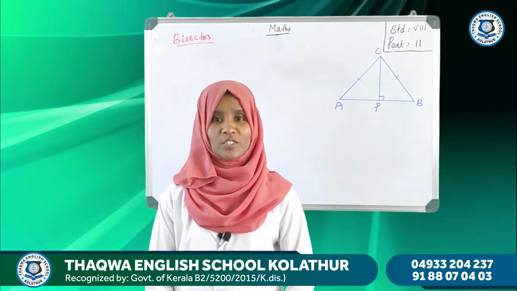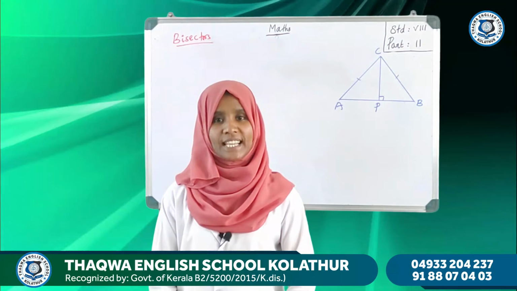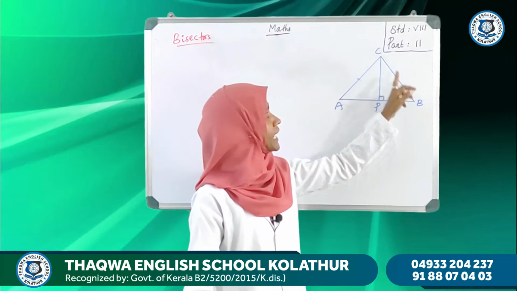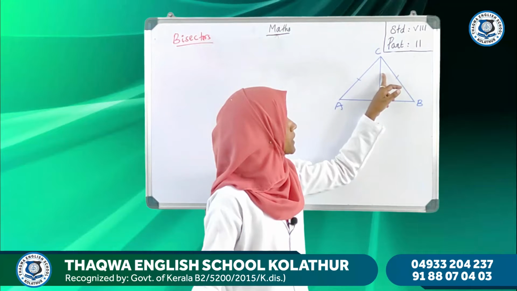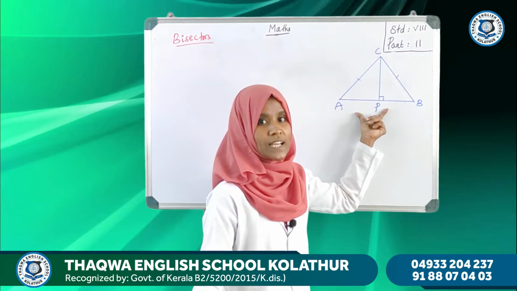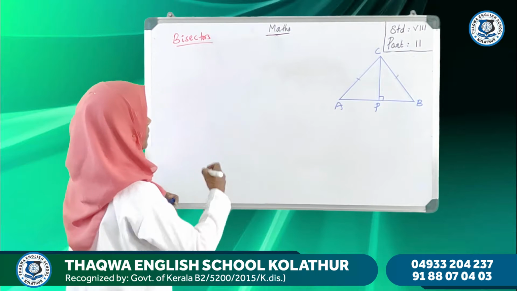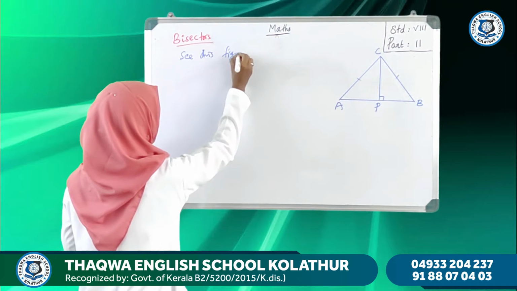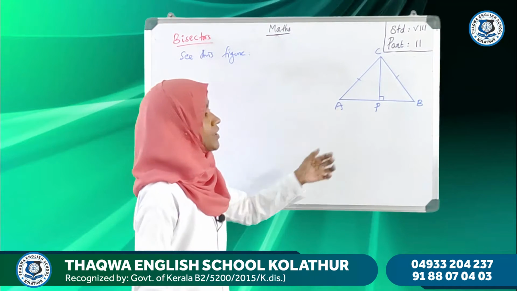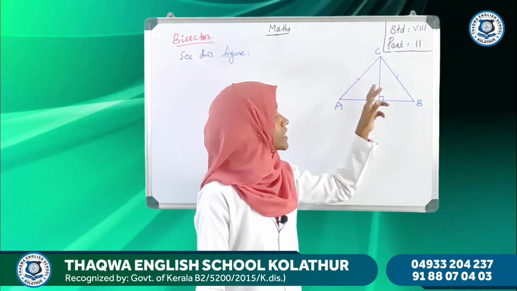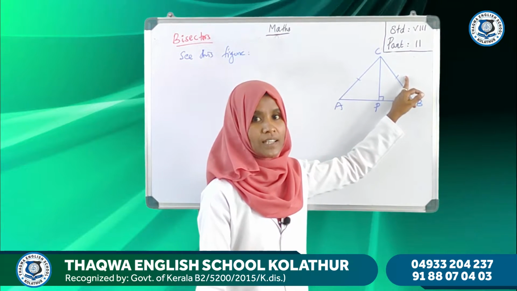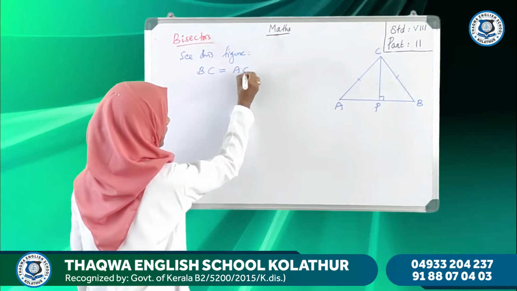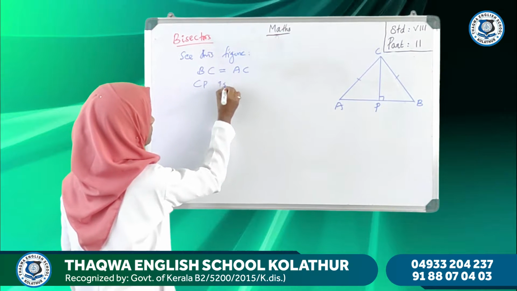Dear students, today we are going to discuss bisectors. See this figure, triangle ABC. CP is the perpendicular to the side AB. Here in this triangle, the sides AC and BC are equal. So BC equals AC, CP is perpendicular to AB.